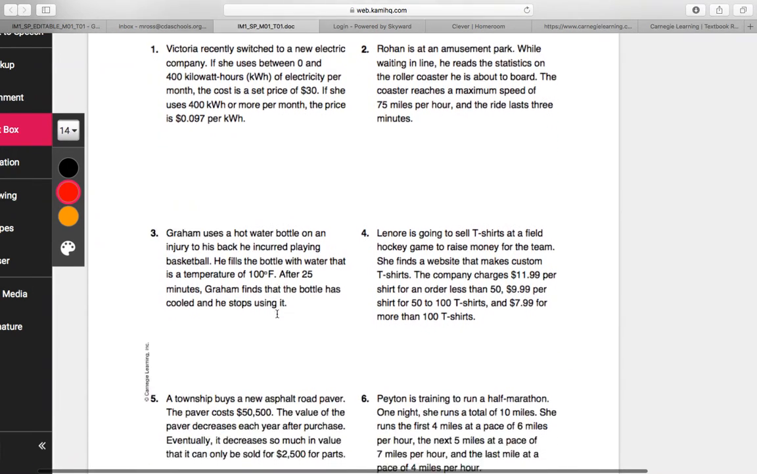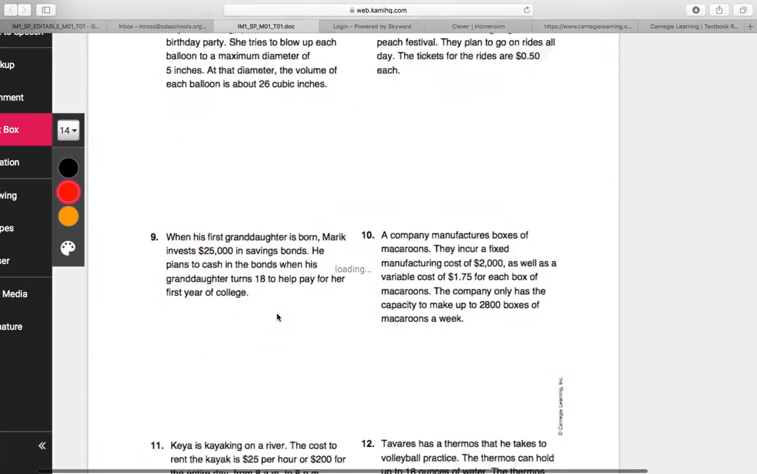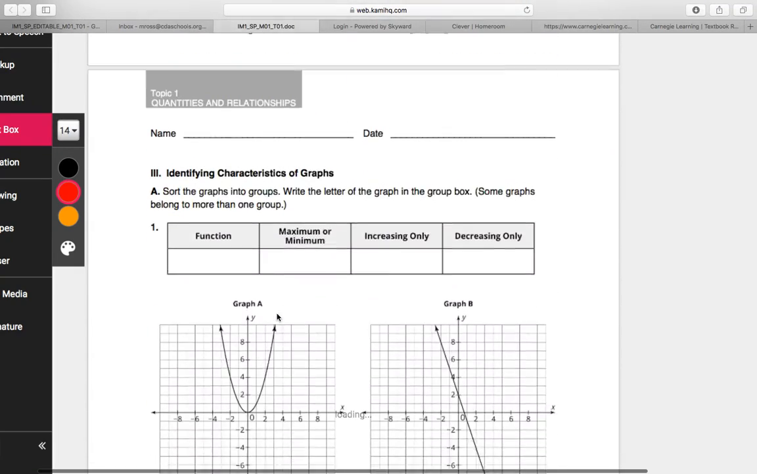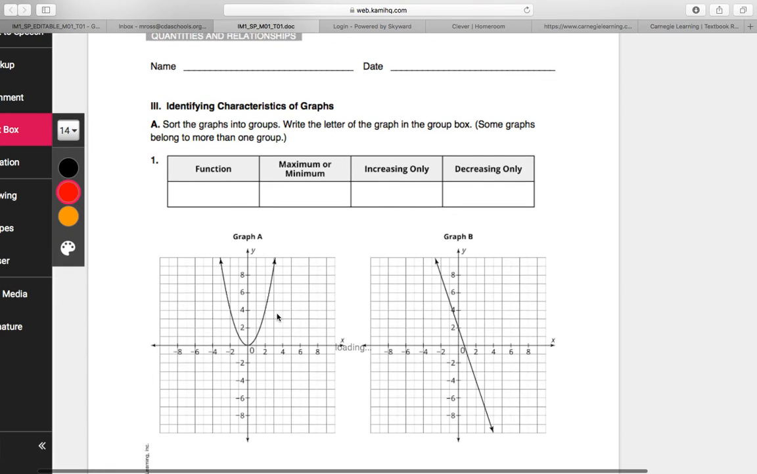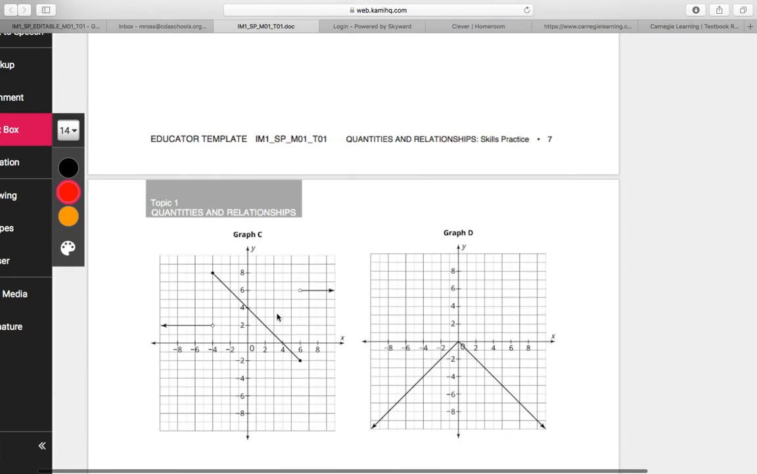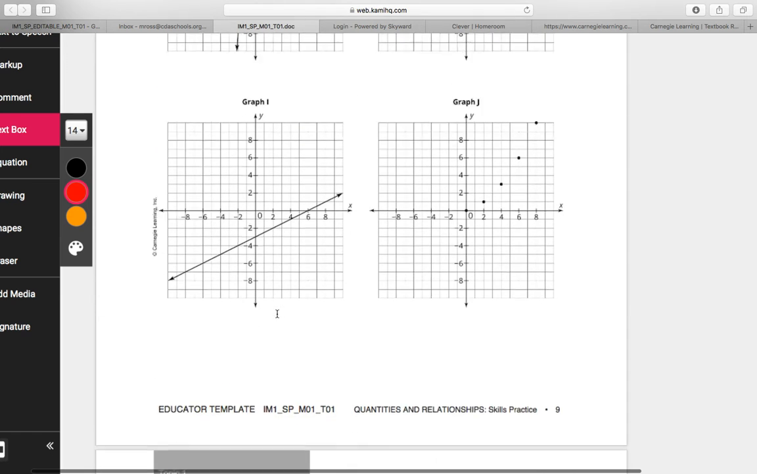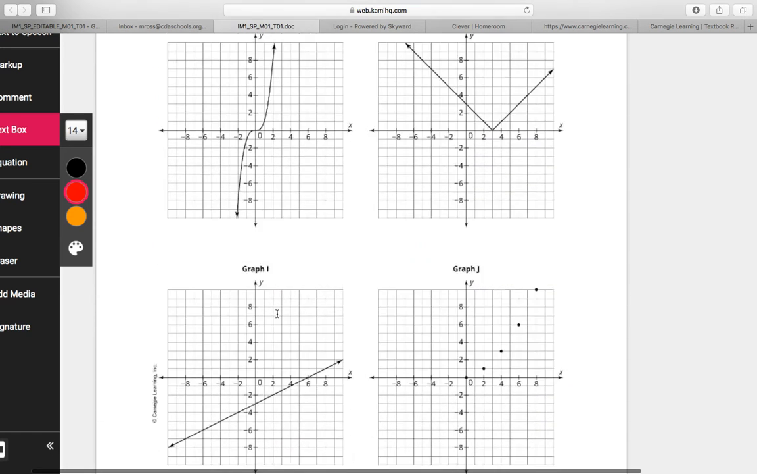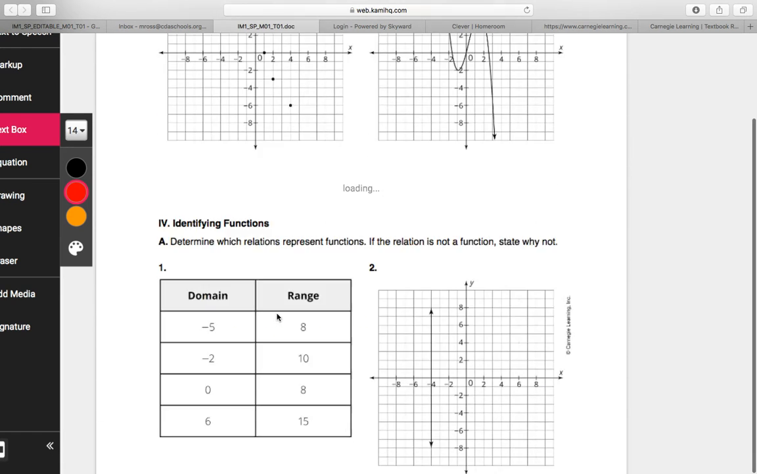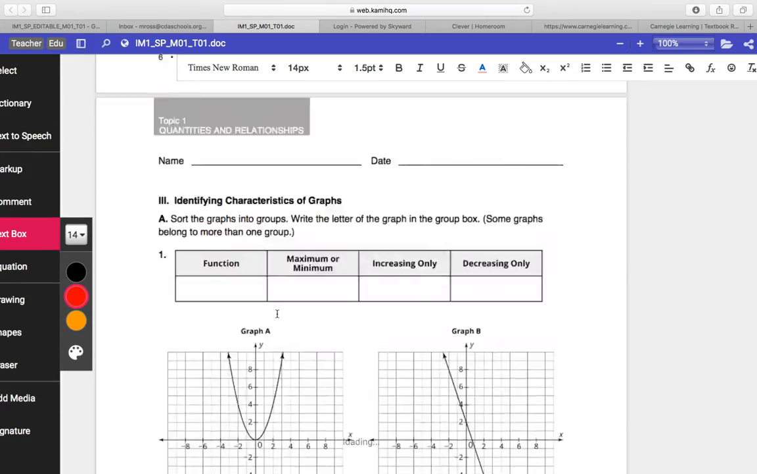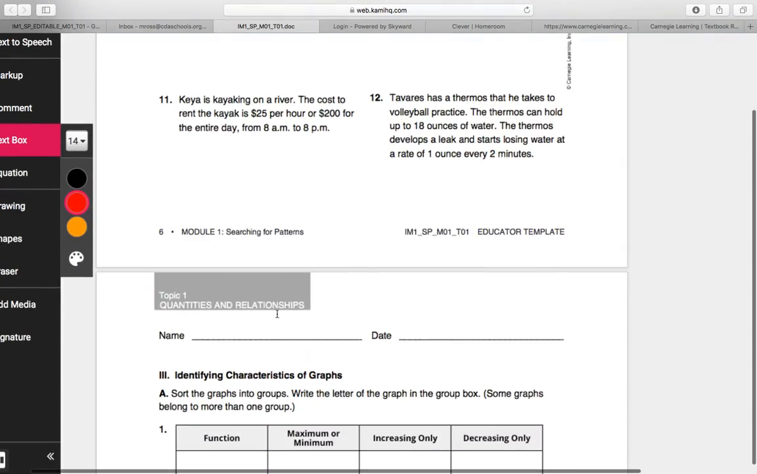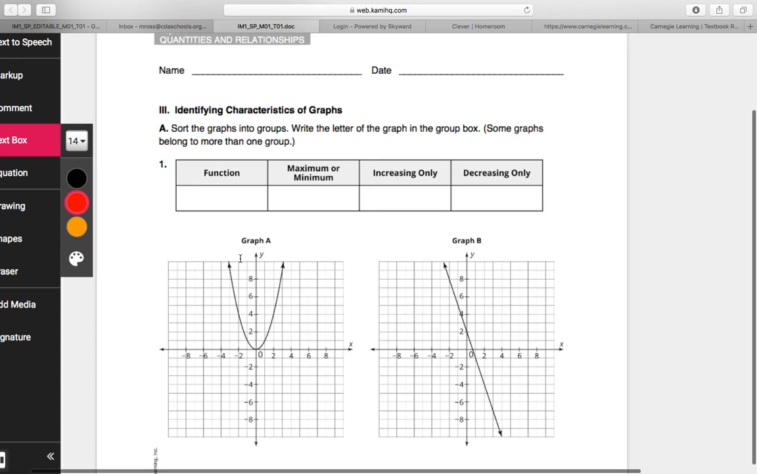I actually took off all of these questions, so you shouldn't have any of these. Okay, number 1. You are actually going to go through these. There's graph A, B, C, D, E, F, G, H, I, J. I think there's more. K, L. All right, and what you're going to do is you're going to put the correct graphs based off of what it is. So let's just do A.